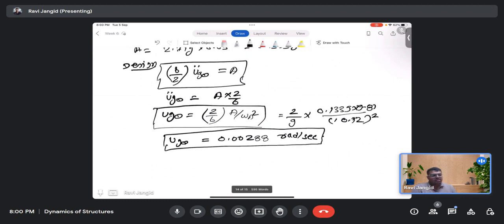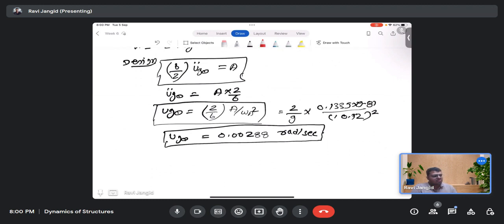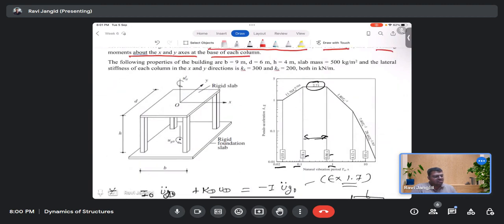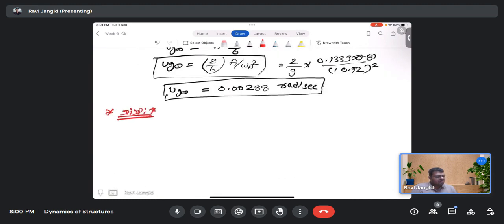Okay, now we need to find out the displacement at each corner. So we have to find out this u theta of this slab. If you remember, when you solved this in the first assignment, you gave an initial rotation u theta equal to 1.